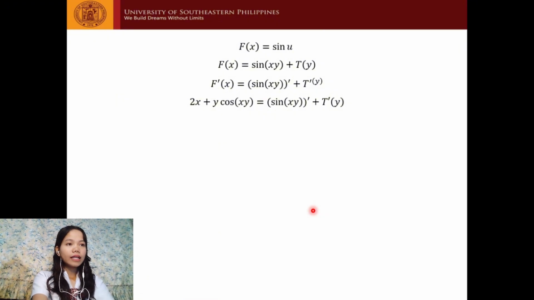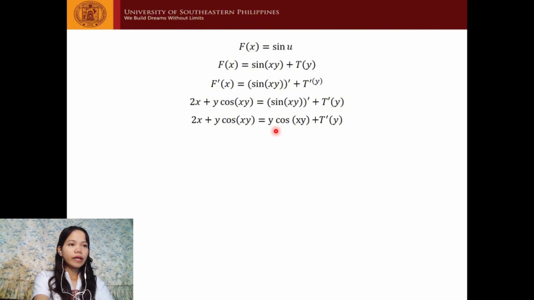And now we will take the derivative of our sine of xy, which is y cosine of xy. So what we have is 2x plus y multiplied by the cosine of xy equals y multiplied by the cosine of xy plus t prime of y. Since y cosine of xy equals y cosine of xy, we can just cancel them out. So what we are left with is 2x equals t prime of y.